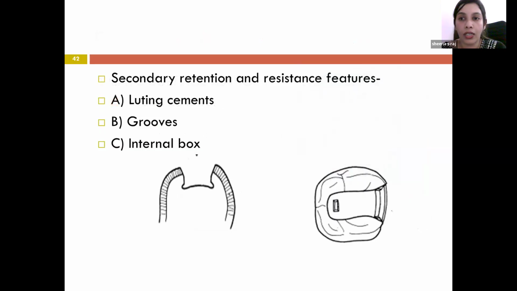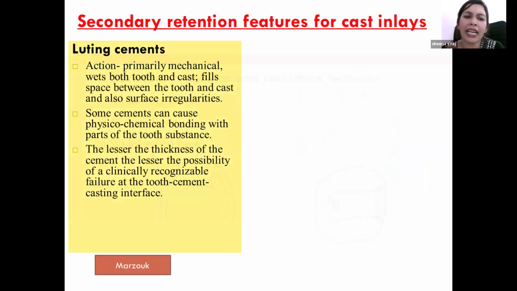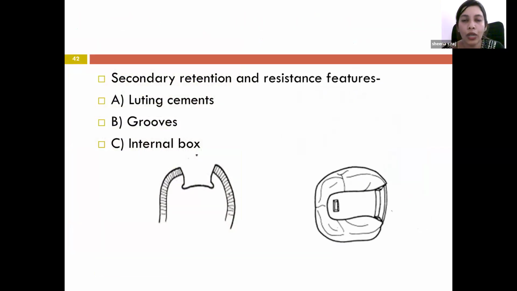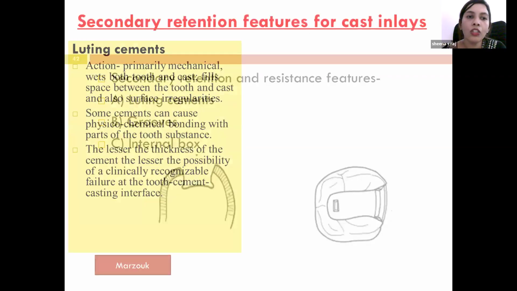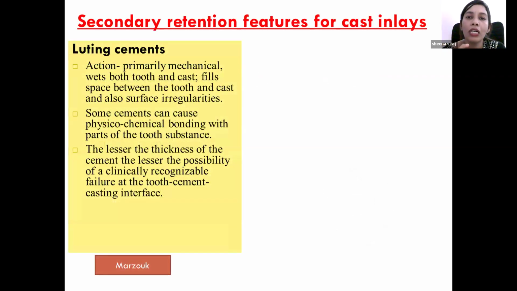Another short note that has been asked for is the secondary resistance and retention form for an inlay or a cast metal restoration. It comprises GIL. You can memorize it like G for grooves, I for the internal box, L for the luting cement. Even the external boxes are also there. At least you write these three: first are the grooves, internal box, and the luting cement. Okay, so secondary retention form for cast inlay.